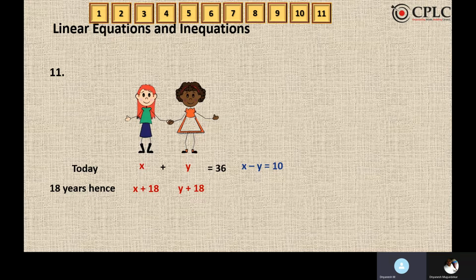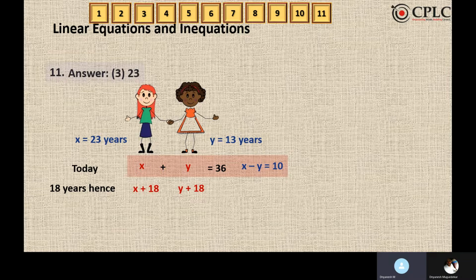So the question was the elder sister's age. The elder sister's age is 23. I think it is not present in the options, so we will mark none of these and write down 23 as the answer beside that. Or if 23 is present, then mark that as the answer. So this is how you can form the equations correctly and solve them.